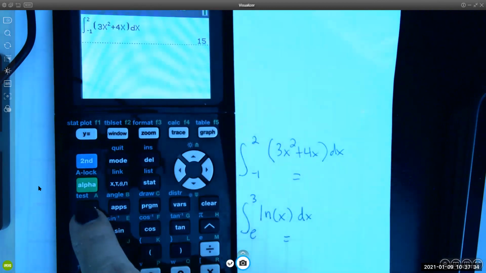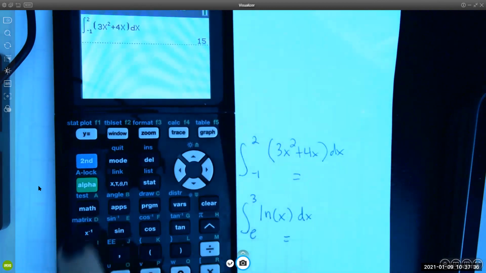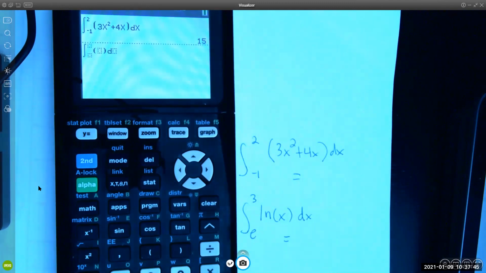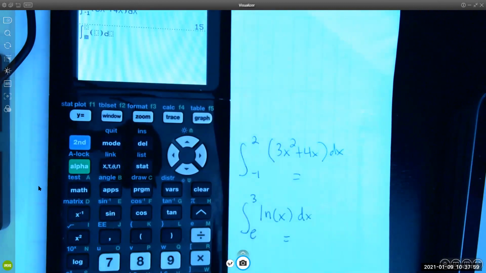All right, and if I do math and 9, I'm going to go ahead and calculate from e to 3 of ln x dx. The reason I am doing this one by calculator only, it is only a calculator problem. We do not manually calculate antiderivatives of natural log. We don't learn that one, okay? That would only appear on a calculator portion of your exam, any exam within class or on the AP.